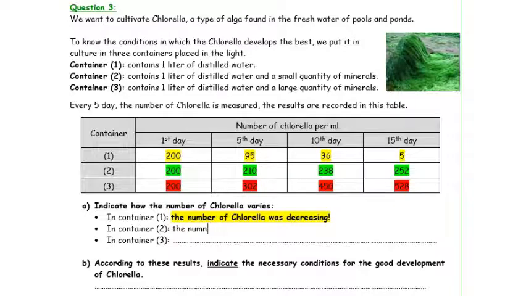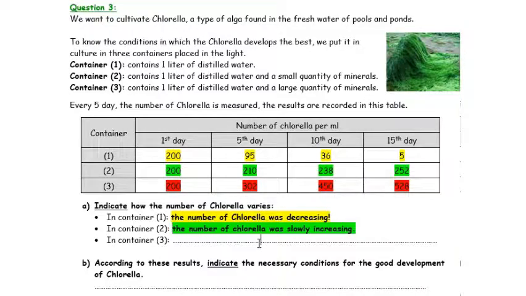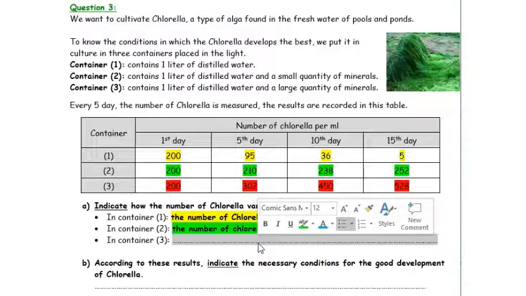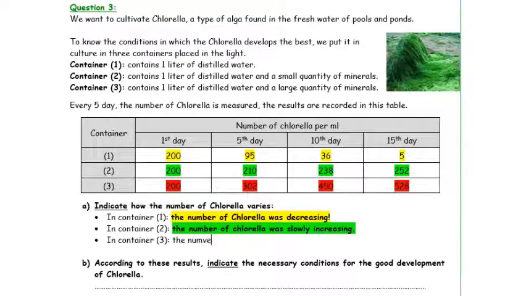In container number 2, the number of chlorella was slowly increasing, right? We had more chlorella, but not too much. In the third one, we were making too much chlorella. 102 more chlorella in 5 days. And then after 10 days, we had double the number and more than the double. 450 chlorella. Done. So in the third container, the number of chlorella was highly increasing.